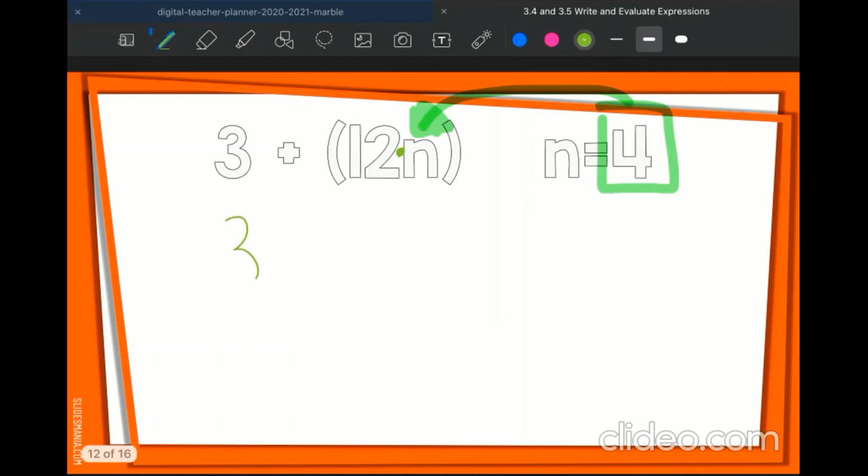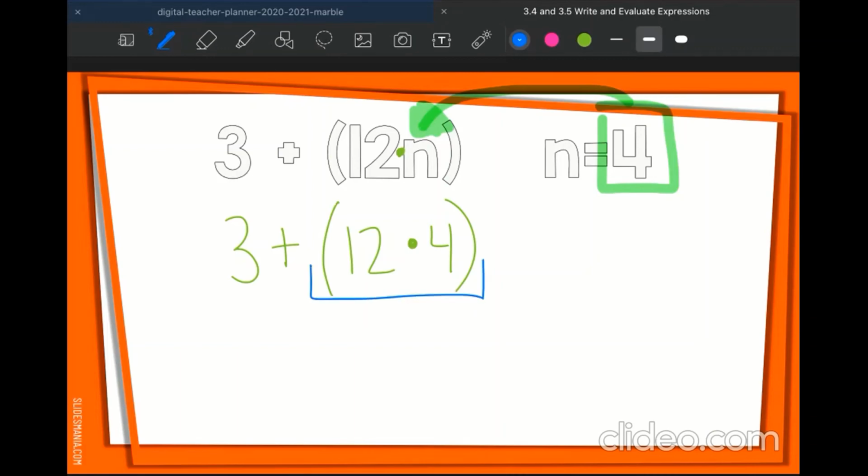So that means I have 3 plus parentheses 12 times 4 close parentheses. What should I do first, Eduardo? Do what's in the parentheses because, please excuse my dear Aunt Sally, please parentheses. Oh, my Aunt Shelly, sorry. What is 12 times 4, everyone? 48.